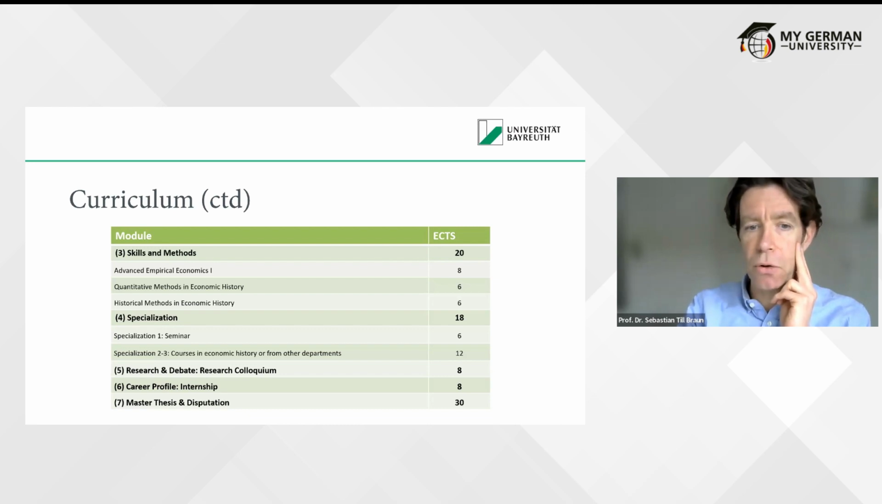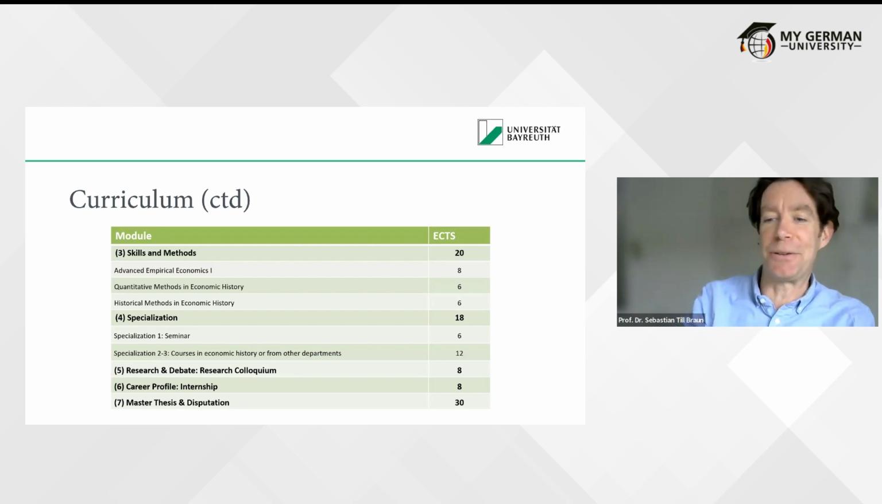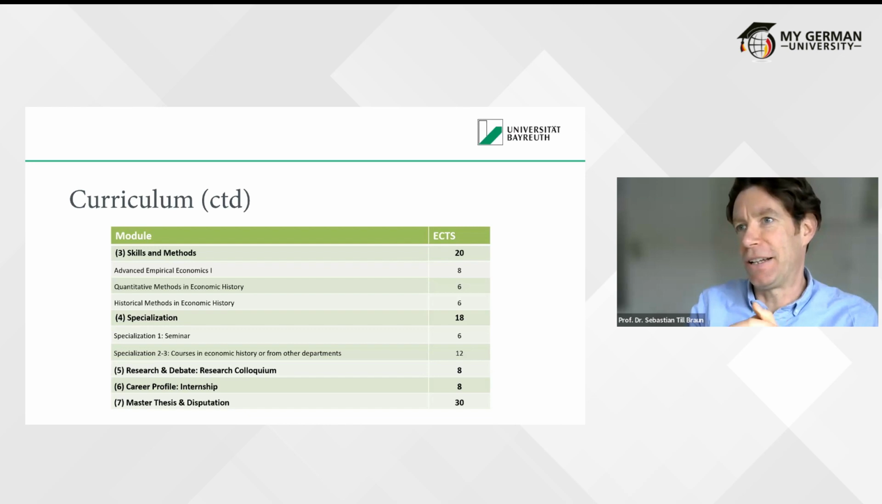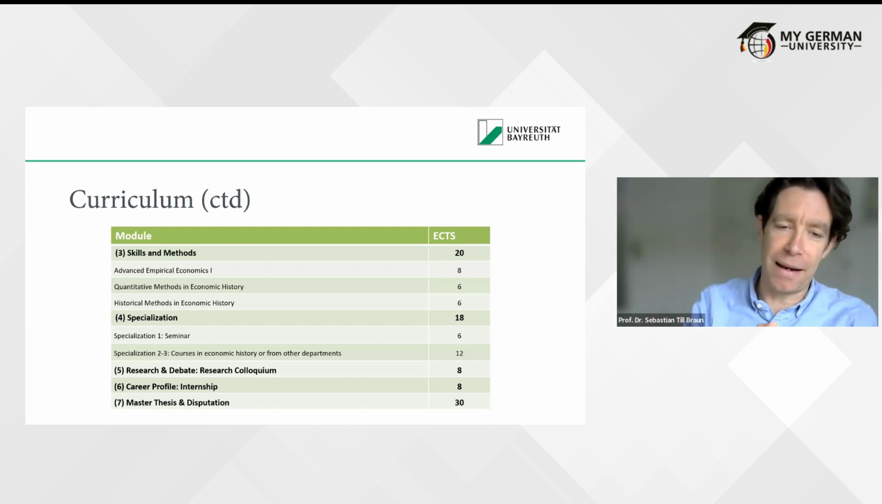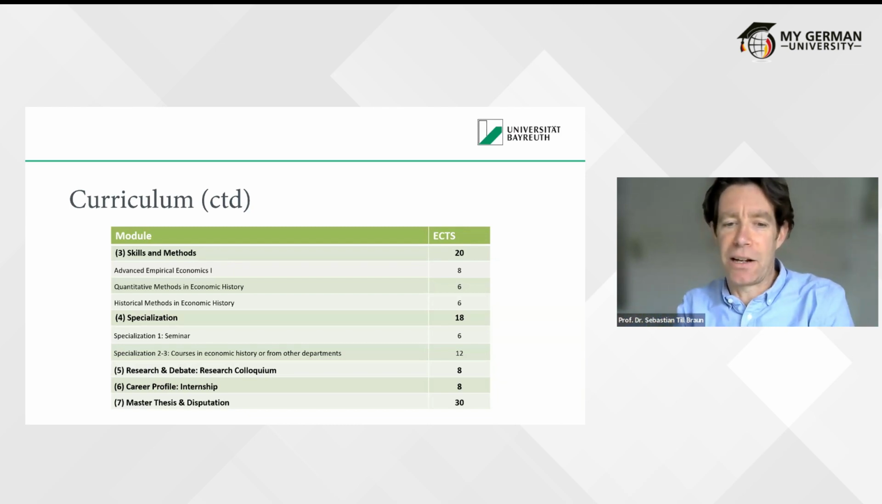There are specialization courses where you are basically very free in what you take. You can also take stuff from other departments. If you want to specialize more in quantitative economic history, then we do have additional courses. The same is true in qualitative economic history, but you could also just take something completely different that comes to your mind.